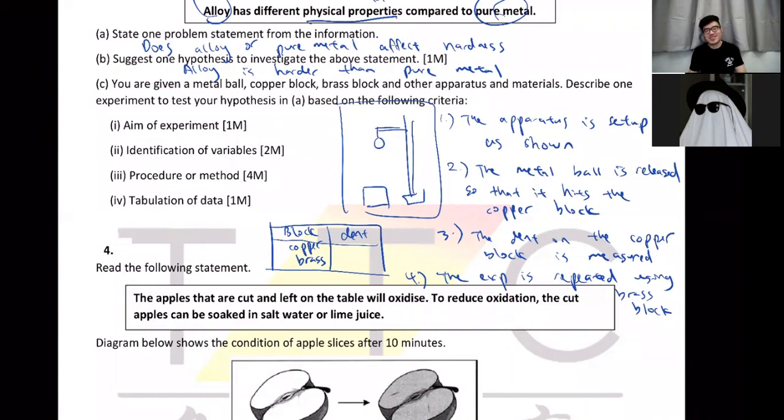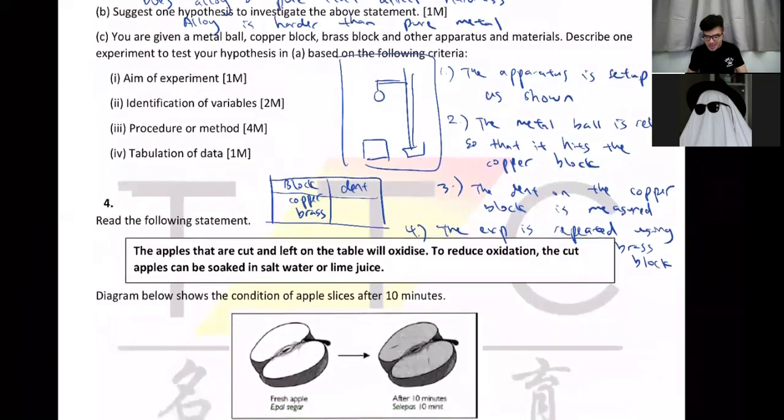My goodness. So if you don't score this, translating to Malay for me, hard. Huh? Why is it hard? Okay, you see, radas disusun seperti ditunjukkan, logam bola dibebas supaya terkena pada blok chrome. Okay, what is then? Then is gamete, right? Gamete pada blok kuprum diukur, eksperimen diulangi menggunakan blok loyang. Why is this hard? If it's hard for you, then you can write the whole thing in English, right?